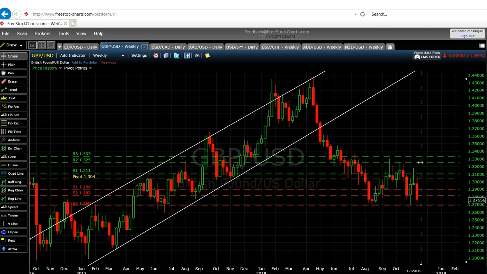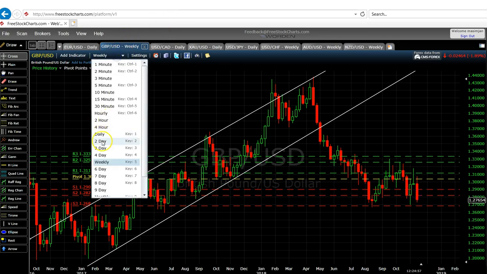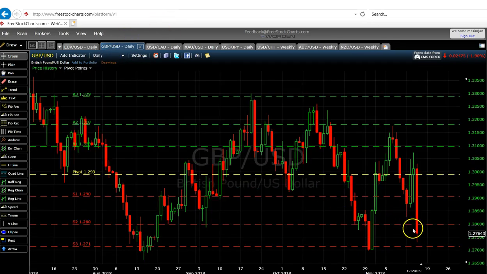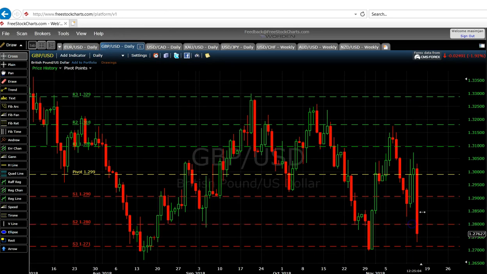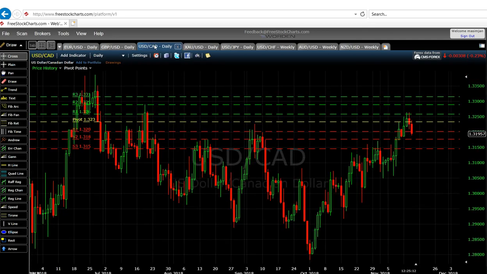Currently I am bearish on the GBP/USD, but it will do a retracement. Let's see on the daily chart. It will do this retracement towards 1.280. That's all for the GBP pair. I would be calling for caution for GBP/USD.